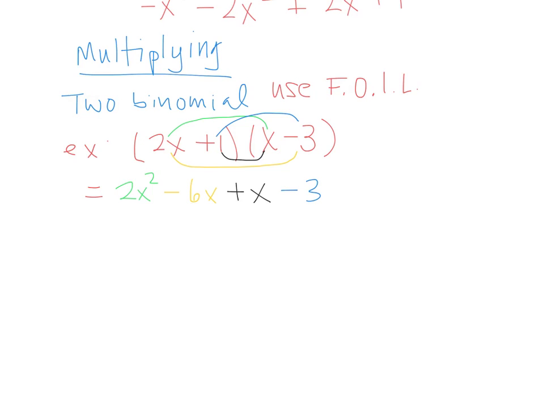So using FOIL makes it so that we multiply all of the terms in the first polynomial by all the terms in the second polynomial, which is sort of the general rule for multiplying polynomials. Now we want to combine like terms. So we only have one x squared term, so we get 2x squared. We can combine those inner two terms and get negative 5x and then minus 3.